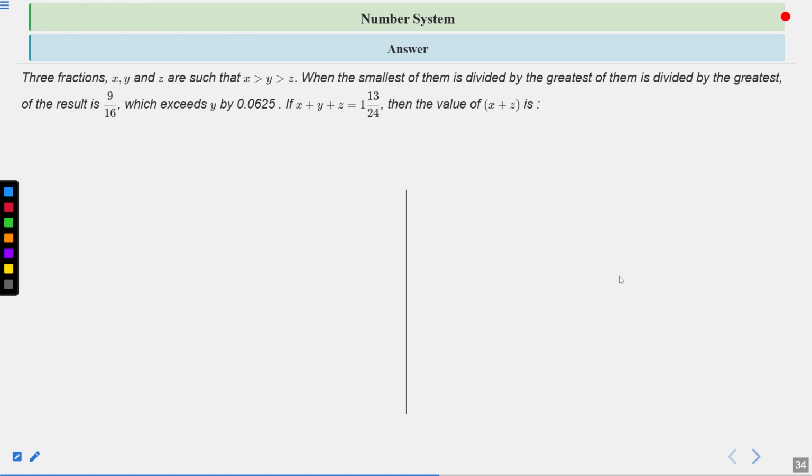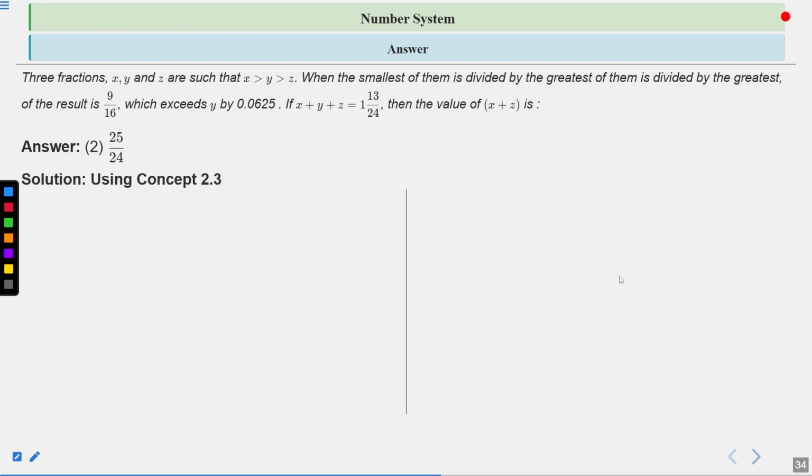Now the question says that three fractions x, y, z are given. The condition is that x is greater than y and z both, and y is greater than z. It is given that when the smallest of them, which means z, is divided by the greatest of them, which is x, the result is 9 by 16, which exceeds y by 0.0625. It is also given that the sum of these 3 numbers x plus y plus z is 1 and 13 upon 24. So we need to calculate x plus z. The correct answer of this question is the second one, which is 25 upon 24.